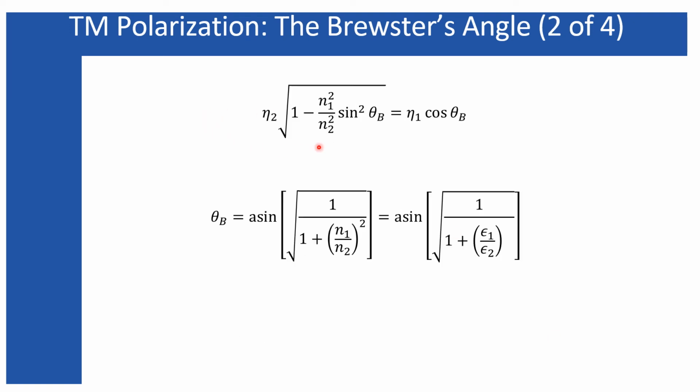And finally, after very small algebraic manipulations, we can write that theta B will be sine inverse of this factor. So this is the angle at which no reflection is going to take place. That is based on the ratio of the permittivity of medium 1 and medium 2. So let's see how it is happening.